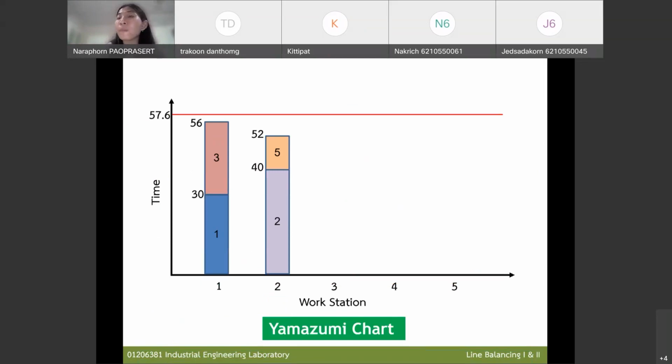Task 5 only takes 12 minutes. So 40 plus 12 makes 52. It's still okay, less than 57.6. But we still cannot add anything else to this second station, so we'll move on to the third station.